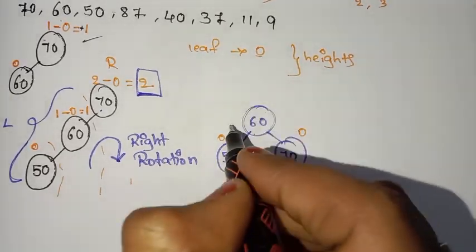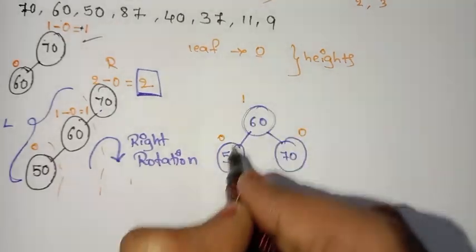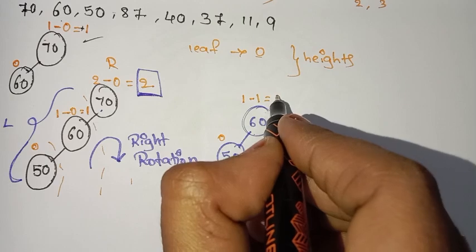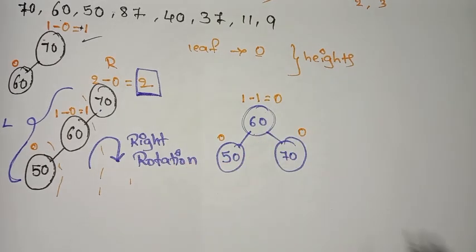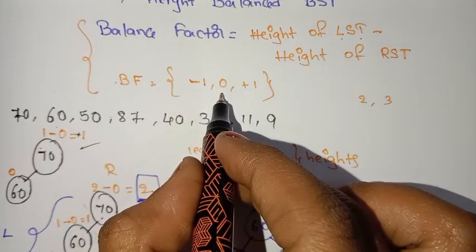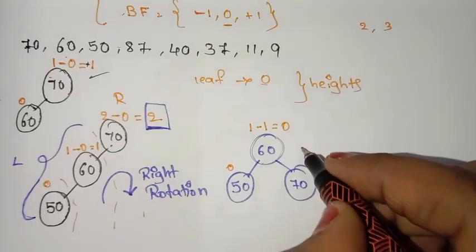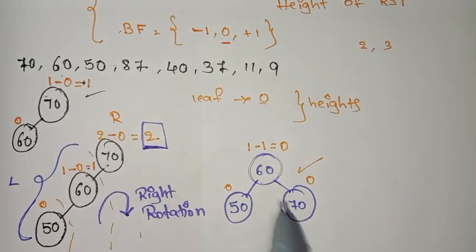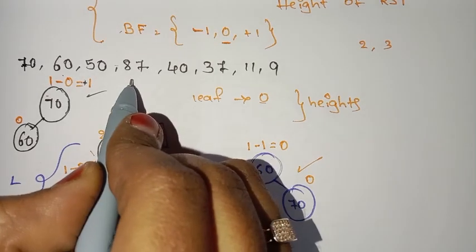Just check for this. In the left subtree one node is there, and in the right subtree one node is there. 1 minus 1 is 0. So our balancing factor is 0, so it will satisfy our height balance and the binary search tree property. So 50 I have inserted. Now again, what is next?